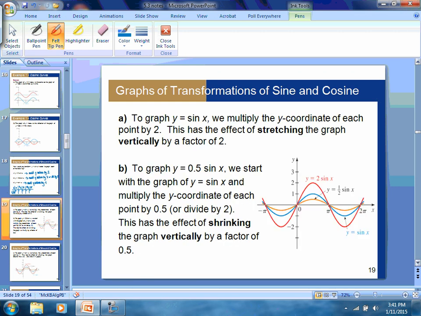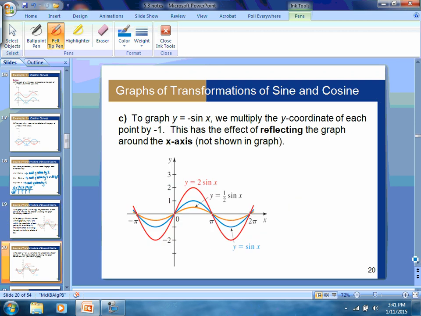Okay, so then here are pictures that go along with those graphs. When you multiply it by 2, it's going to make it 2 units tall. When you multiply by a half, it's going to smush it, so you're only going up halfway. Instead of going all the way up to 1, you go up to a half. And then for the negative sine of x, it's going to flip it upside down.